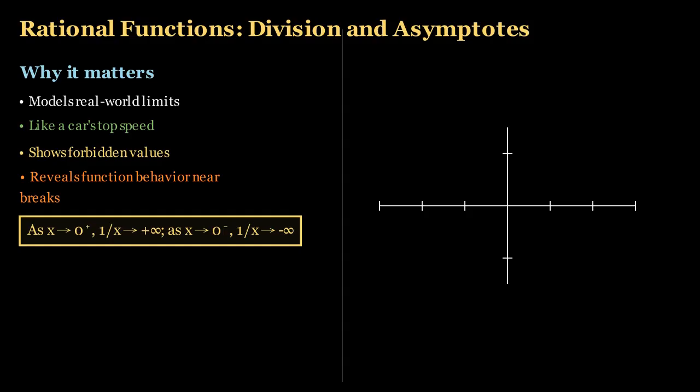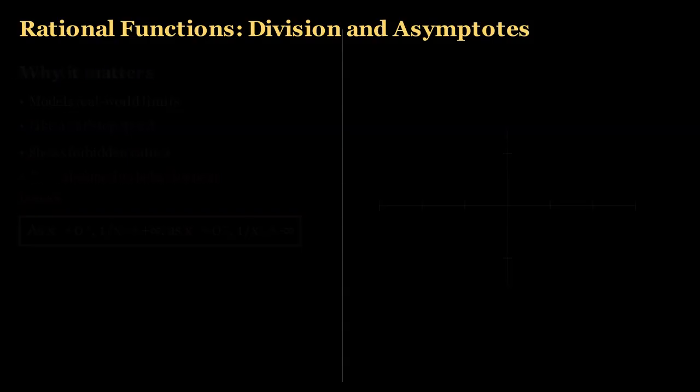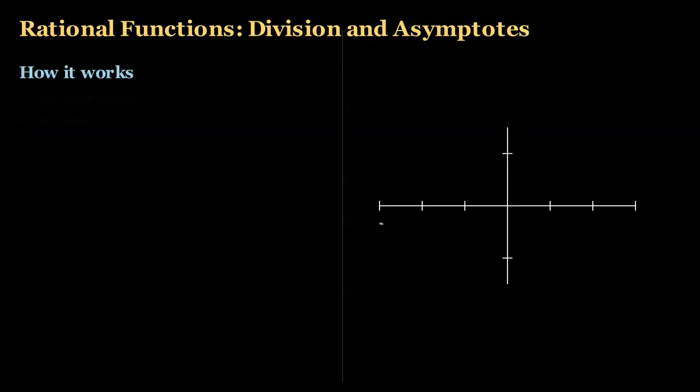A vertical asymptote is a vertical line, like x equals 0 for 1 over x, where the function is undefined because the denominator is 0. As x gets closer and closer to 0 from the right, the fraction 1 over a tiny positive number becomes a huge positive number, so the graph shoots up. From the left, 1 over a tiny negative number becomes a huge negative number, so it shoots down.